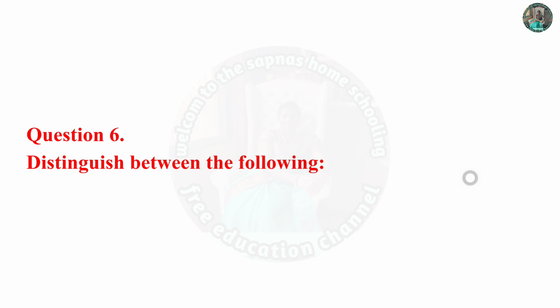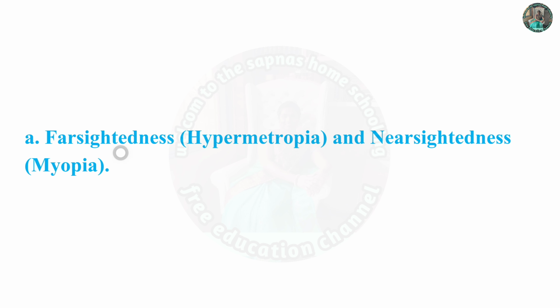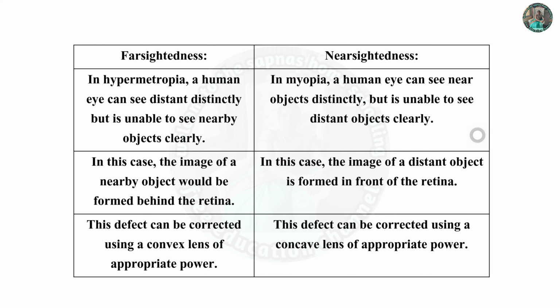Question 6. Distinguish between the following. A. Farsightedness, hypermetropia, and nearsightedness, myopia. Farsightedness. In hypermetropia, a human eye can see distant objects distinctly but is unable to see nearby objects clearly. In this case, the image of a nearby object would be formed behind the retina. This defect can be corrected using a convex lens of appropriate power.